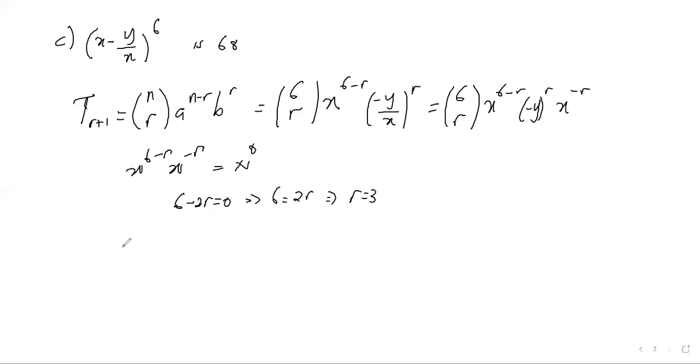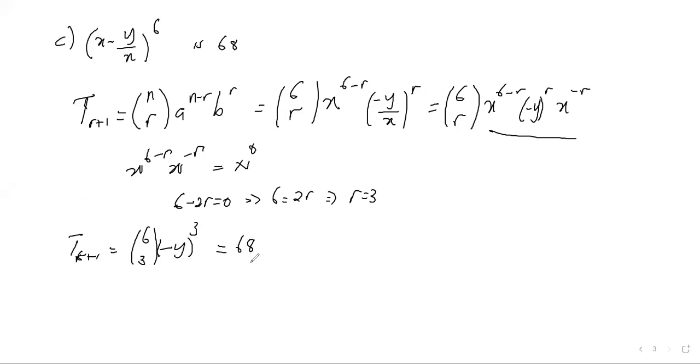Okay. So we'll go back and say, this means that r plus 1 is equal to 6. R is 3. Okay, and then bring it here. So we know that when the x's are put together, the power will be 0. So we just remain with minus y to the power 3, like that. Now we're told that this whole thing is equal to 68.